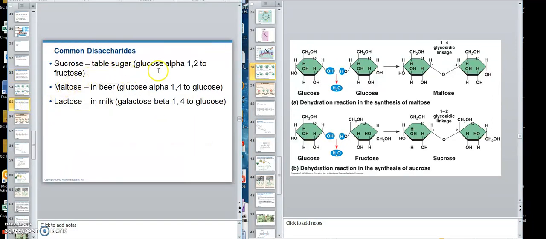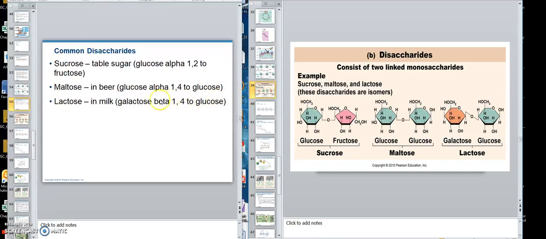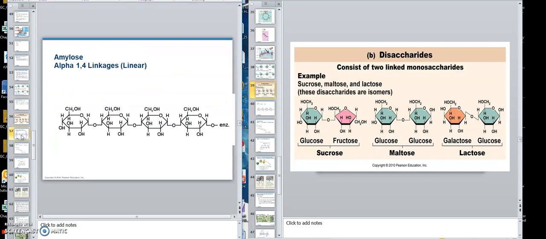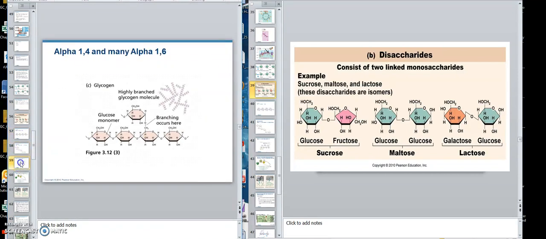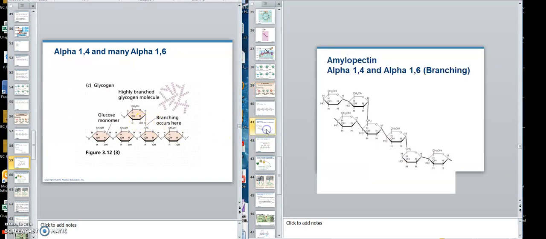Sucrose, table sugar. Glucose, we just did that. Just hitting it again. So here are beer, maltose, lactose, sucrose. That's amylose. Amylopectin has alpha 1,4 and alpha 1,6 linkages. That's where the branching is. See, this molecule is branched, that amylopectin.